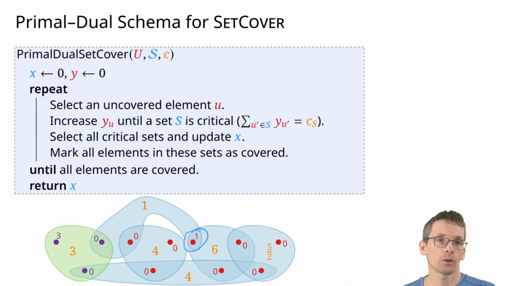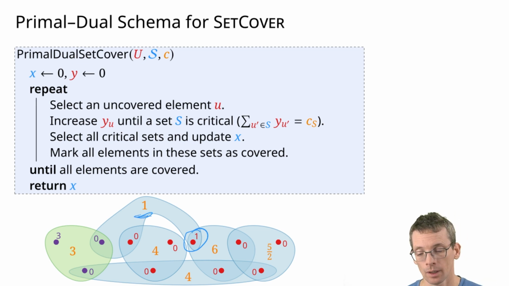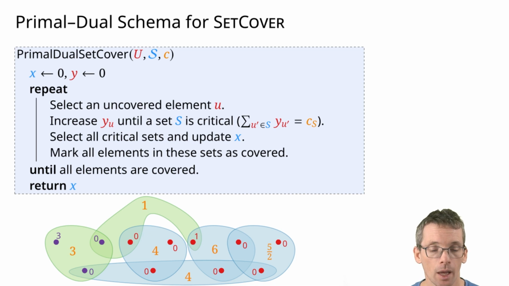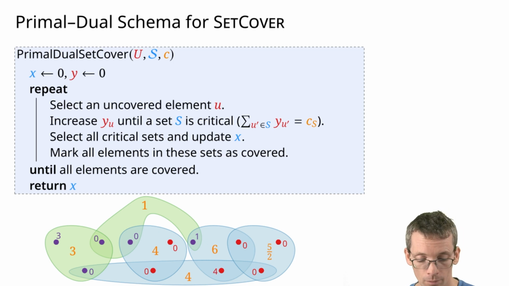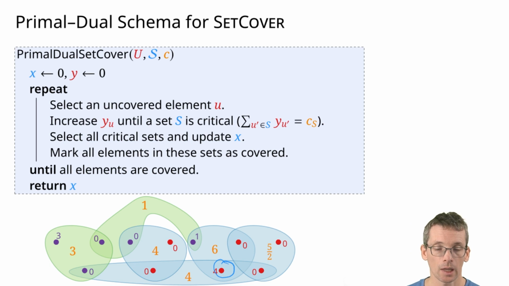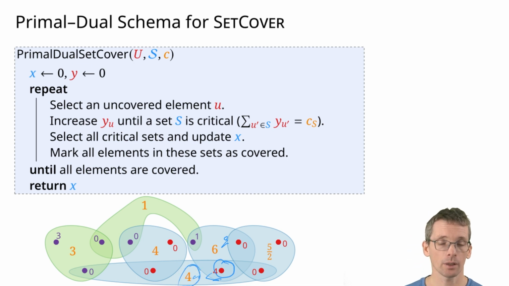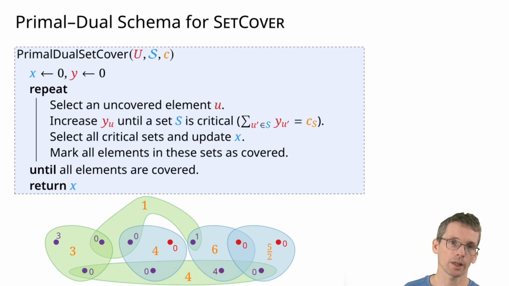I increase the yu to 1 because at that point this set becomes critical. And then I'm going to select that set, mark the elements in that set as being covered, and continue. So for instance, now I might pick this element here. This element is in those 2 sets, this one here and that one here. Setting this to 4 makes this set critical. I pick the set, all of the elements are covered.